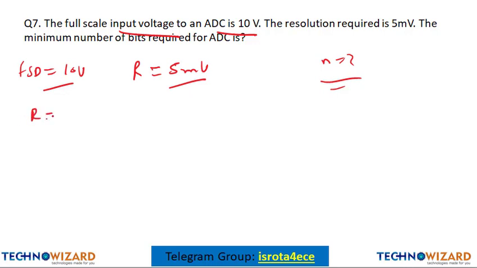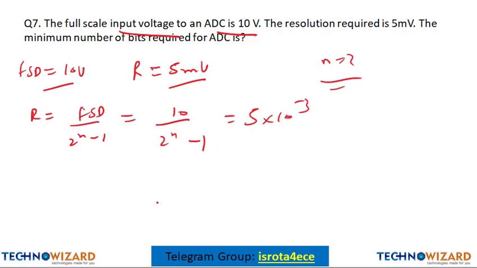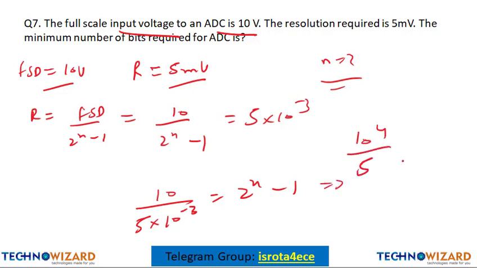So we know that resolution is equal to the full scale deflection upon 2 to the power n minus 1. Full scale deflection is given as 10, the resolution is 5 millivolt, that is 5 into 10 to the power minus 3, and the number of bits we have to find. Okay, how can we solve this question? That is 10 upon 5 into 10 to the power minus 3, which is equal to 2 to the power n minus 1. On solving this, you will get 2000, so 2001 is equal to 2 to the power n.